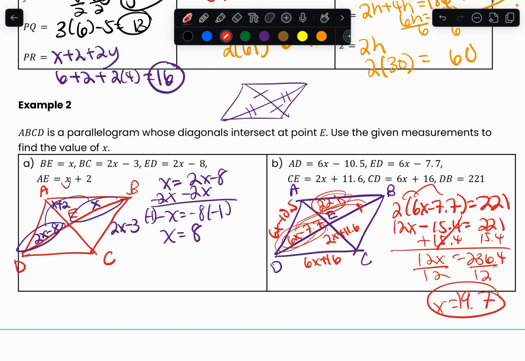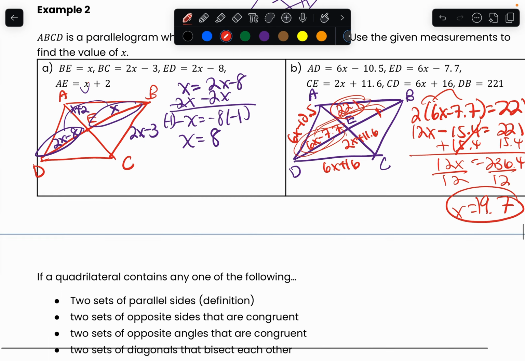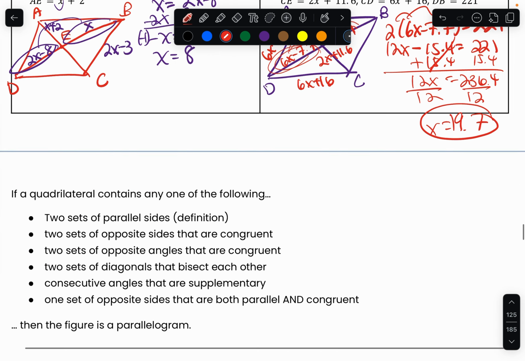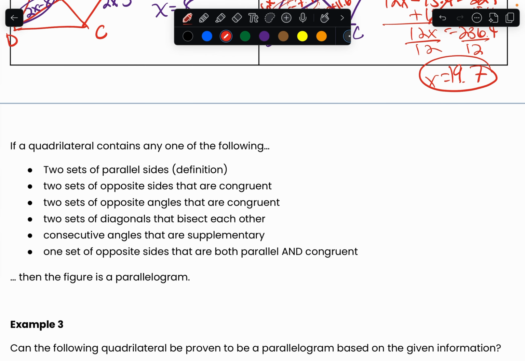Okay, moving on. Now on the second page here, it says if a quadrilateral contains any of the following, then the figure is a parallelogram. So in 9.2 and in 9.1 we have learned that if it's a parallelogram, okay, let me write it down. In 9.1 we learned if it's a parallelogram, then it has two pairs of opposite sides that are parallel.